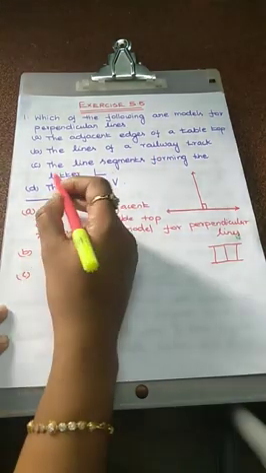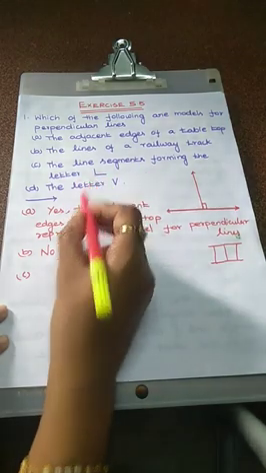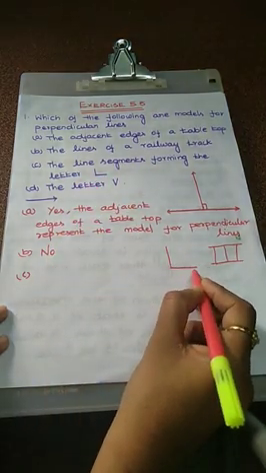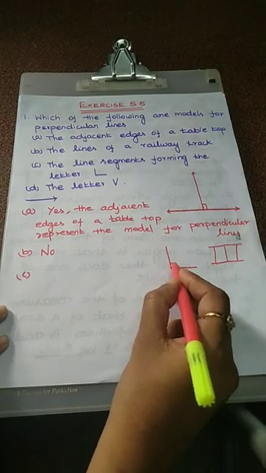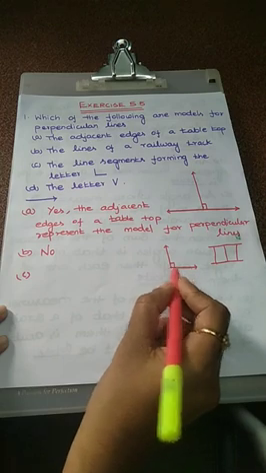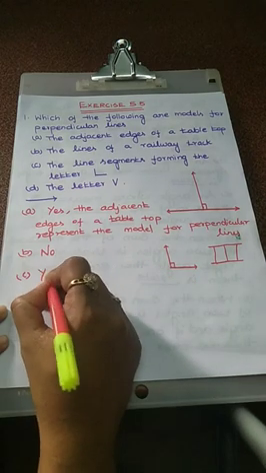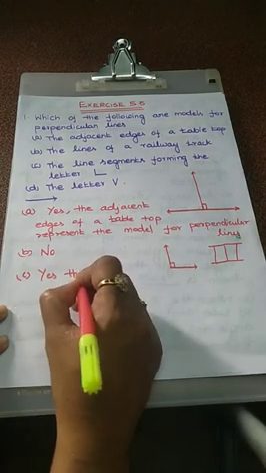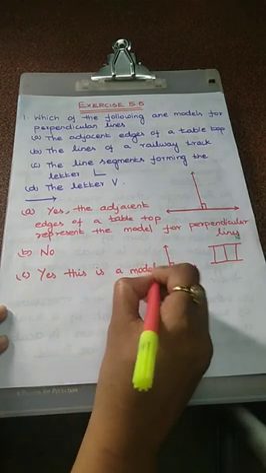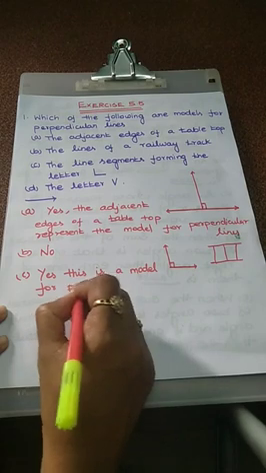And the third subdivision, the line segments forming the letter L. You just see the letter L. Two lines are said to be perpendicular if the angle between them is 90 degrees. So this is a perfect example for perpendicular lines. So you have to write the answer: yes, this is a model for perpendicular lines.